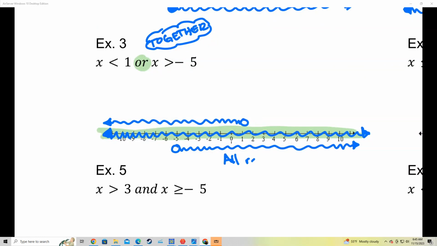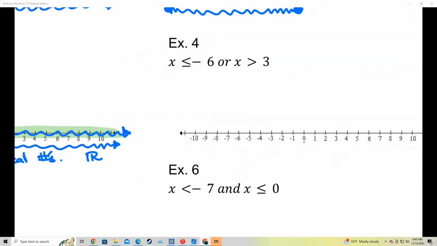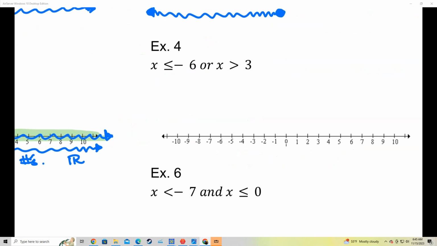It's a double R. I'll do that again because I know some of you guys are going to be curious. You're going to write a stick and then another stick, and then you're going to make an R out of that. Okay, so that means all real numbers. All right, and then moving over to example number 4. I got x is less than or equal to -6.